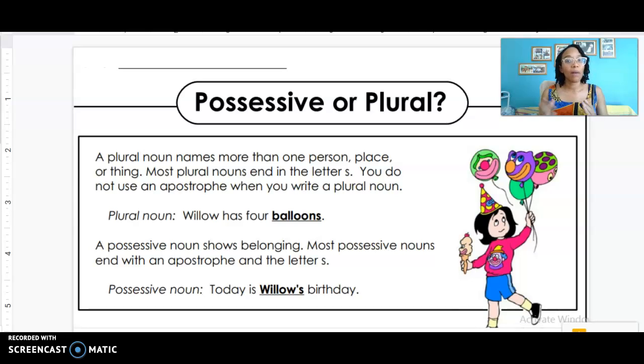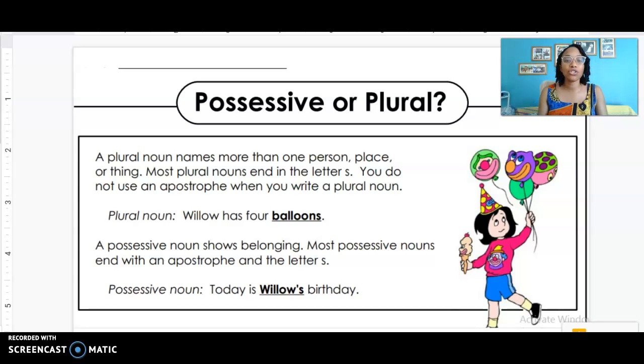Possessive or plural. A plural noun names more than one person, place, or thing. Most plural nouns end in the letter s, unless they're irregular. You do not use an apostrophe when you write a plural noun. For example, Willow has 4 balloons. In this case, she has more than one balloon. In fact, she has 4 balloons, and we just add s to the end of the word, but we don't use an apostrophe because it's a plural noun.